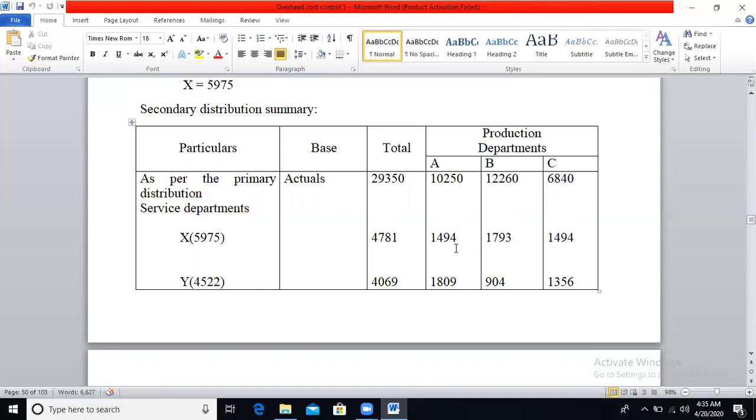For department A, what's the percentage they have mentioned? 25%. Now 5,975 into 25%. If you calculate, you will get 1493.75. So we will round it up to 1494.